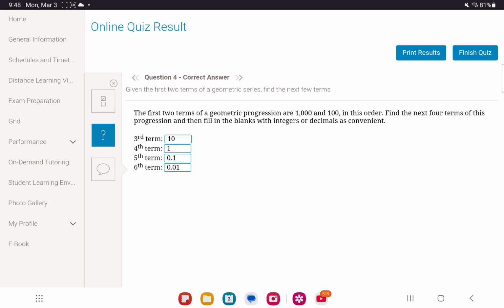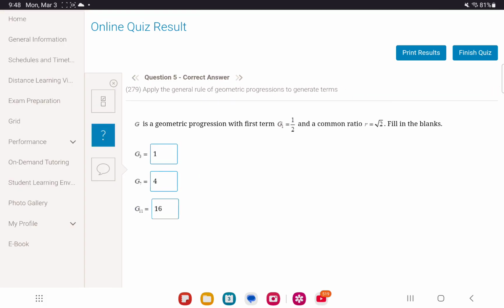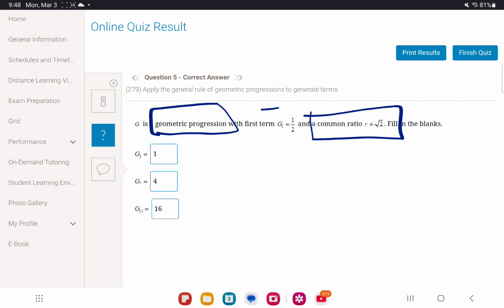But be careful, because if you get this term wrong, that means you're going to get all the terms under it wrong because you're basing it off that one. Question 5. Okay. Now, they want the third term, the 7th term, and the 11th term, okay? They told us it's a geometric progression. They gave us the common ratio and the first term. That's everything we need, okay?